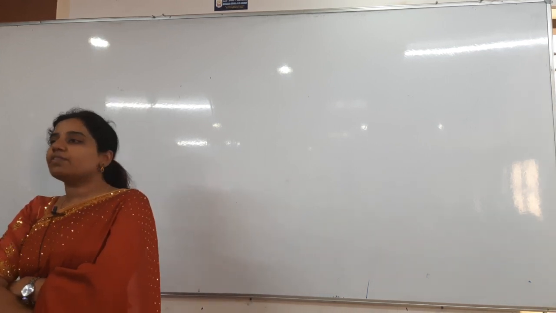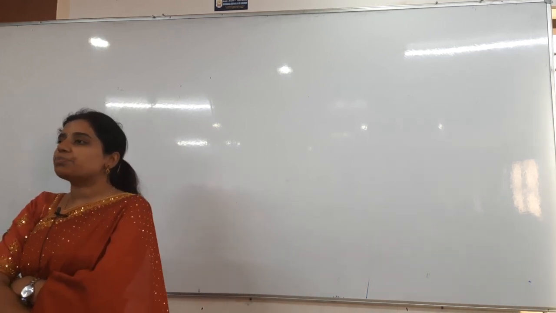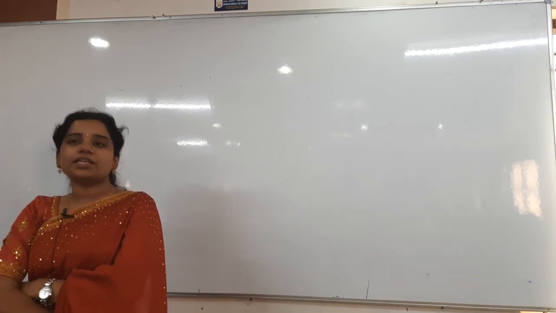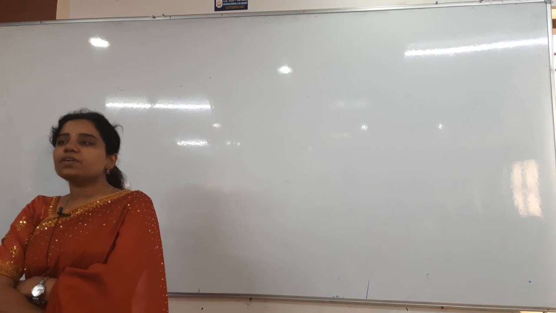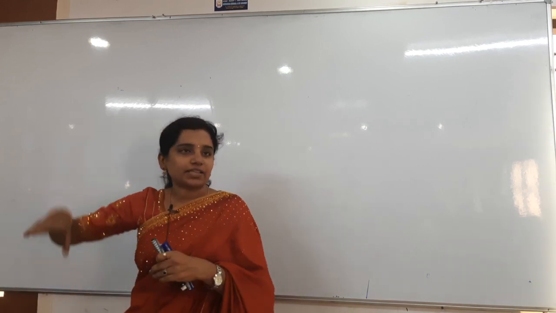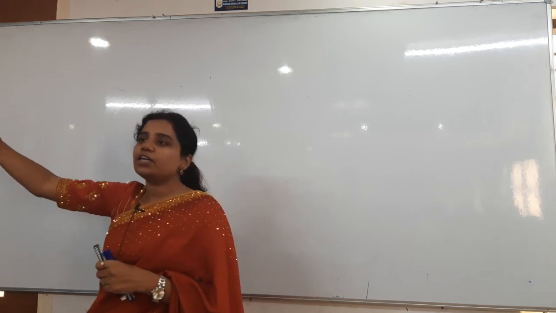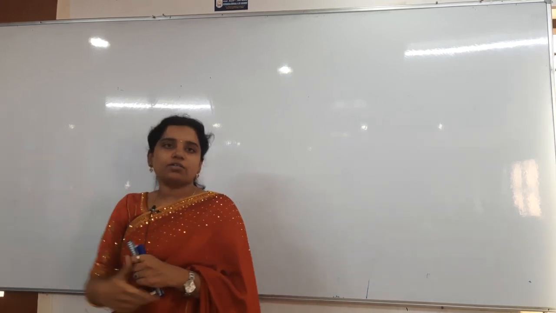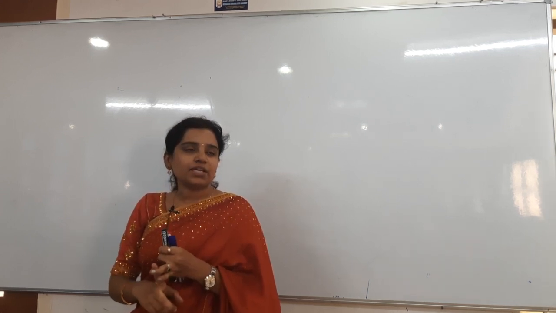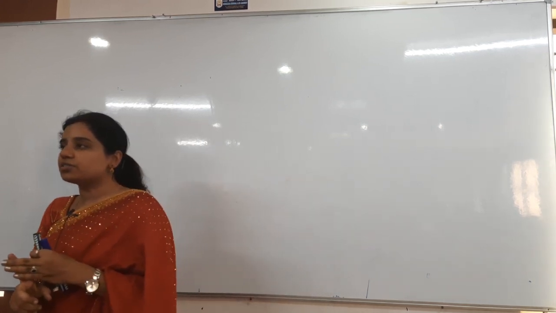Then after that, whenever the object is placed beyond C1 or beyond 2F1, then where the image will be formed? Between C and F, right? Generally, C and F nothing but which C and F? Other side. That is F2 and 2F2. Now, the image will be which type of image? Real image, inverted image and diminished image.